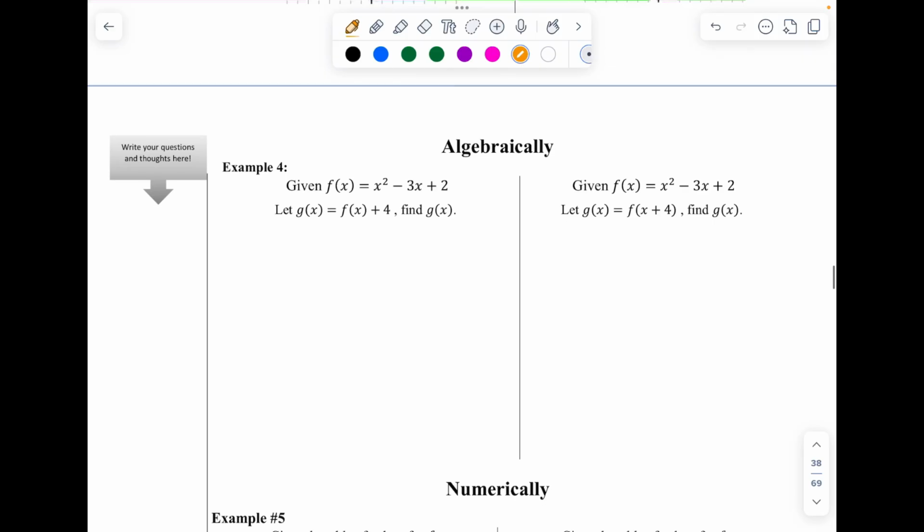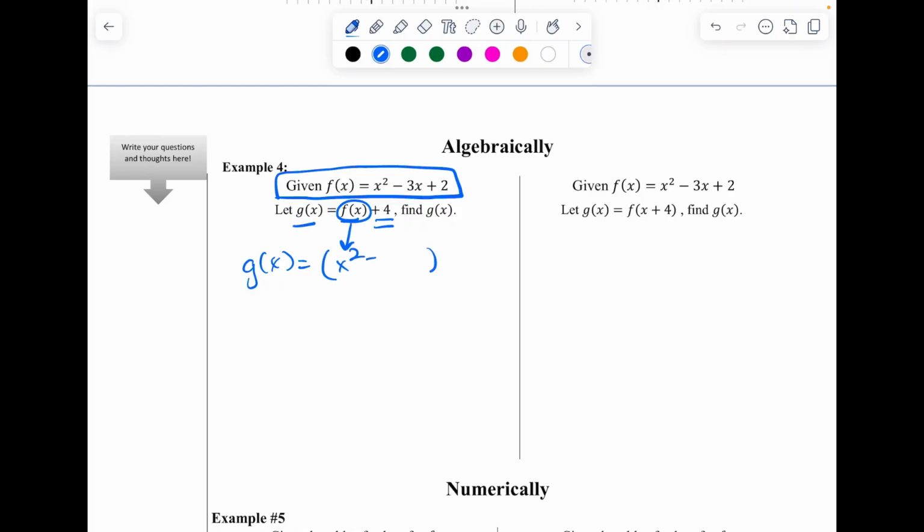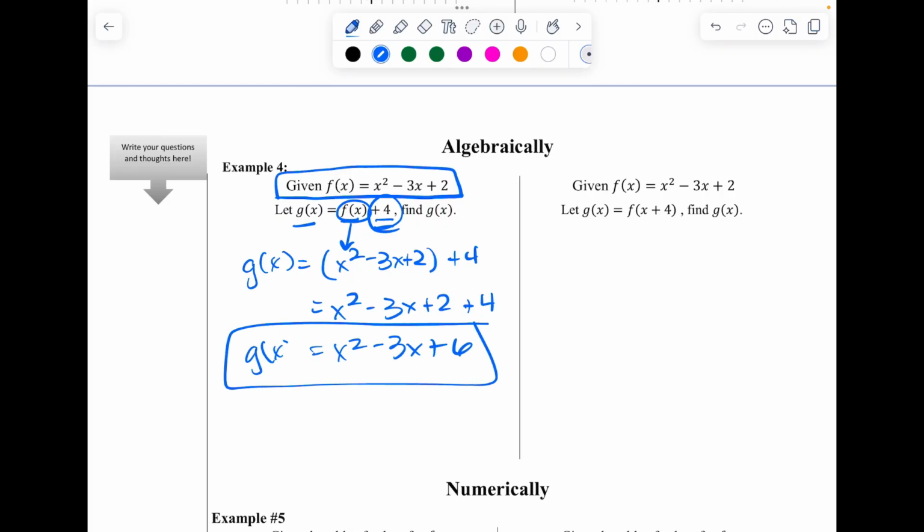Okay, let's talk about what this looks like algebraically. If this is f of x, g of x is f of x added by 4. So g of x equals f of x, which is x squared minus 3x plus 2, all added by 4. I'm just going to simplify by taking off the parentheses because there's no distribution needed, and add like terms, which gives a total of 6. So our g of x is x squared minus 3x plus 6.